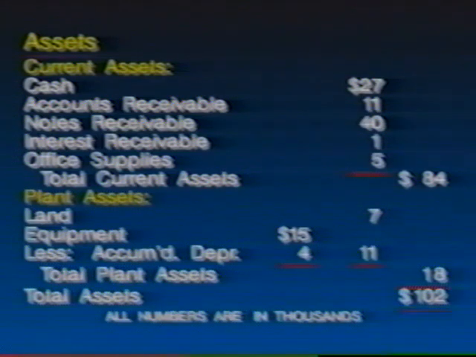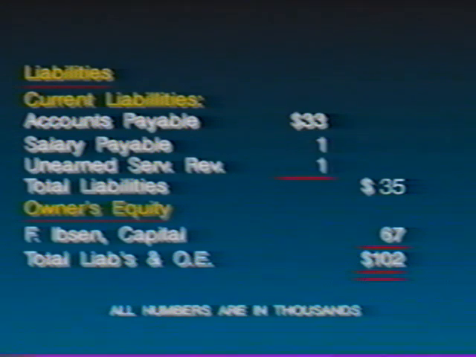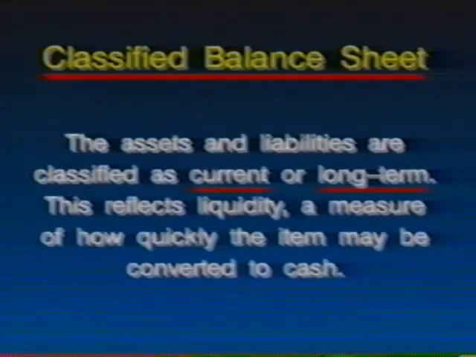Your total assets, $102,000, equal liabilities, $35,000, plus the owner's equity, $67,000. The balance sheet prepared this time is called a classified balance sheet. Assets and liabilities are classified as current or long-term. Such classifications reflect liquidity, a measure of how quickly the item may be converted to cash.